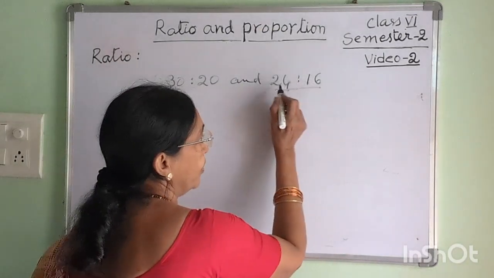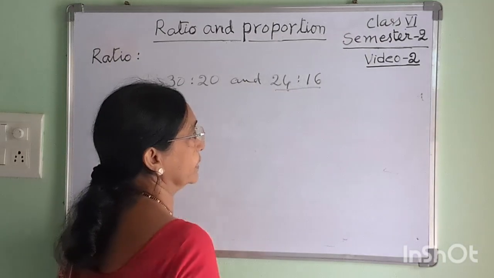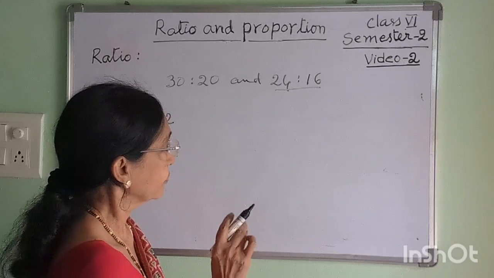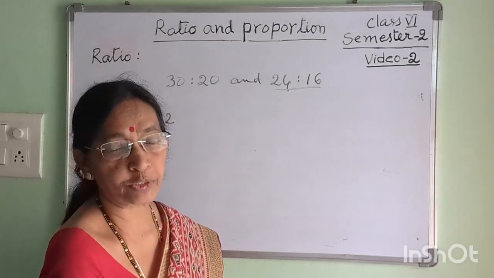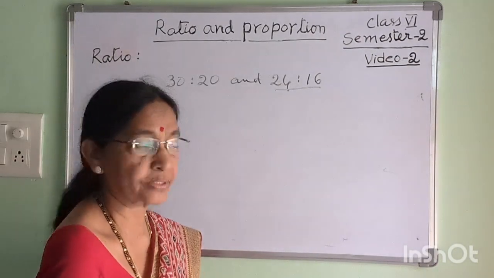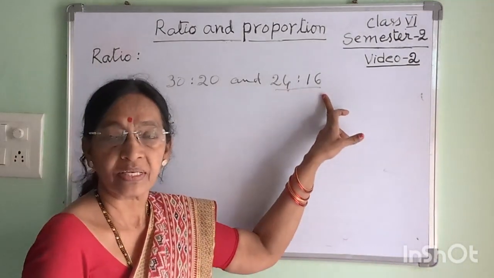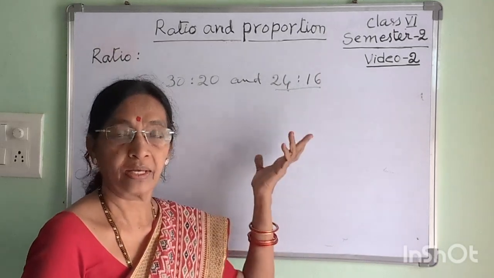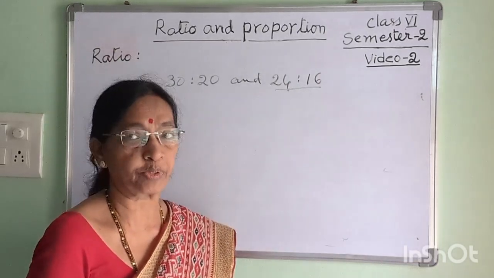And the lowest form of 24:16. Both are divisible by 8. If we don't know that both are divisible by 8 at first, both are even numbers. Therefore first you divide by 2. As they are even numbers, they are divisible by 2.